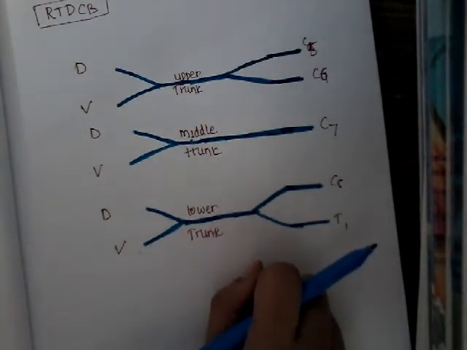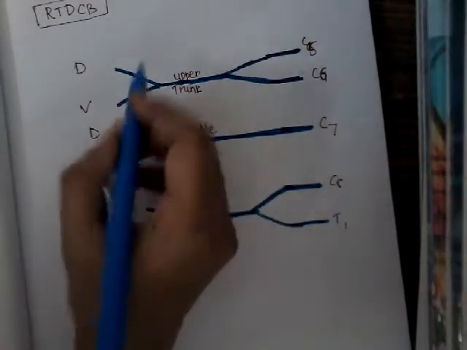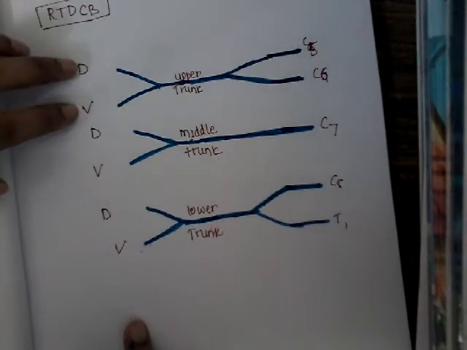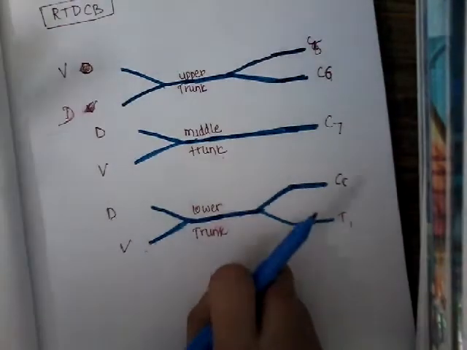For convenience, I would like to change these so that it becomes easier for us to learn. So I'm just drawing it reverse for convenience. So this is the ventral division, this is the dorsal division.